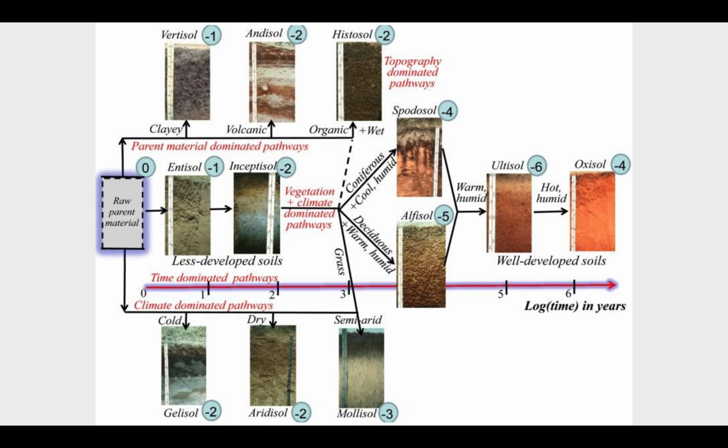And again, I really like this image because it shows you a flow chart of how each of these 12 orders are decided, and it's based on the parent material, the vegetation, how old these materials are, the different climates that are present. But I don't expect you to memorize all of these. I just want you to know that there exists a scheme to classify soils.